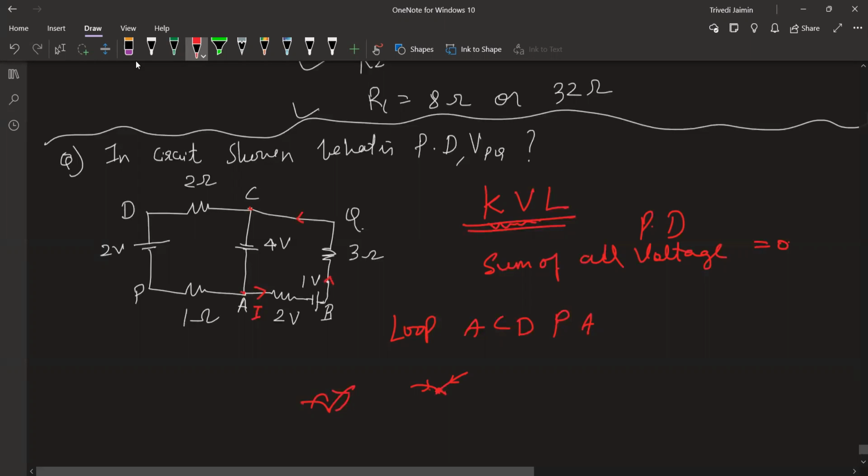This is not a junction. There is no junction here, so it is not dividing or adding. But here, this is a junction. Either it will add up or divide. So I am following this method. We can start the current in any direction. We can start in this way also. It doesn't matter. It won't make much difference here.